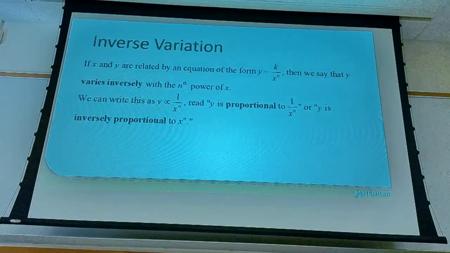There could be more than one variable that y is proportional to, in either case, and you can mix them. So you could have it directly proportional to a power of x and inversely proportional to a power of z, for instance.